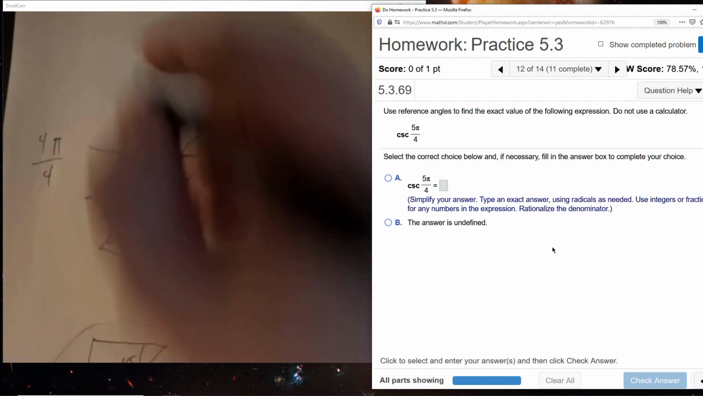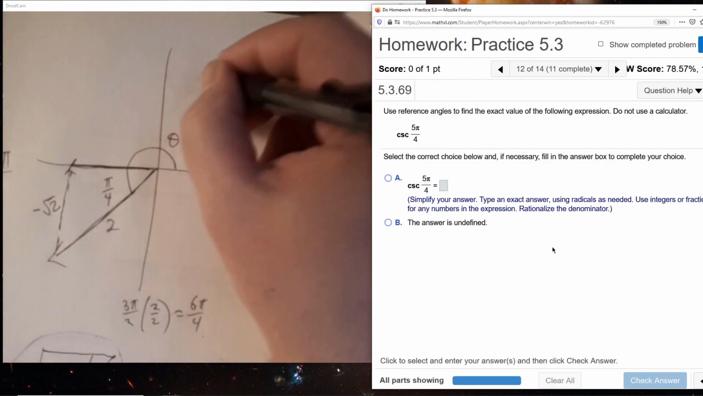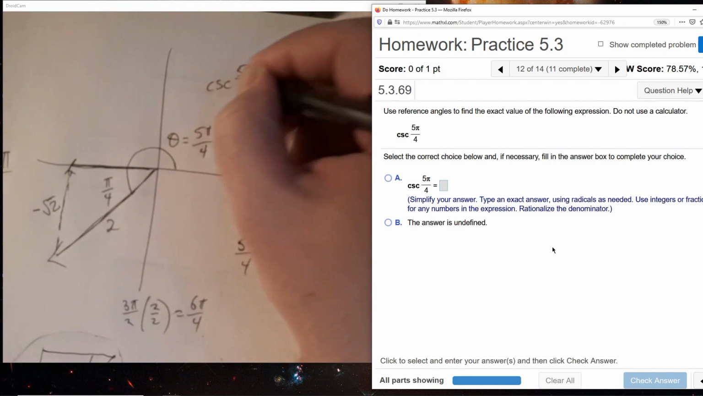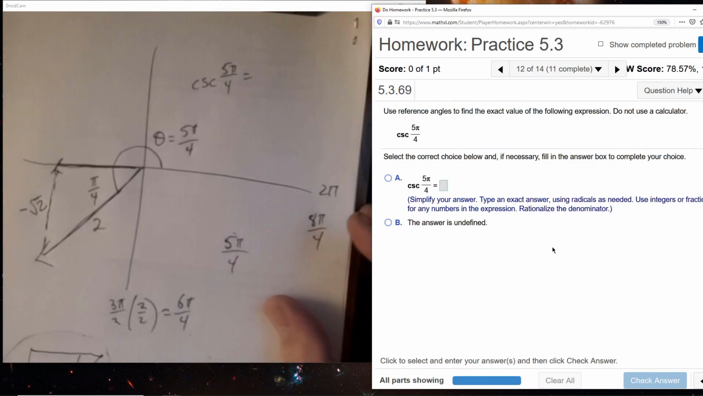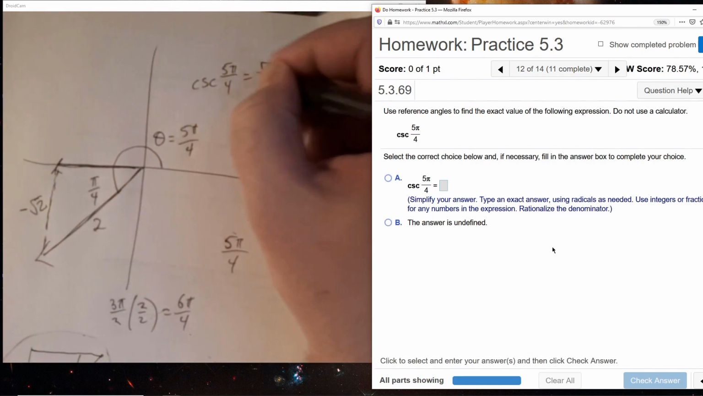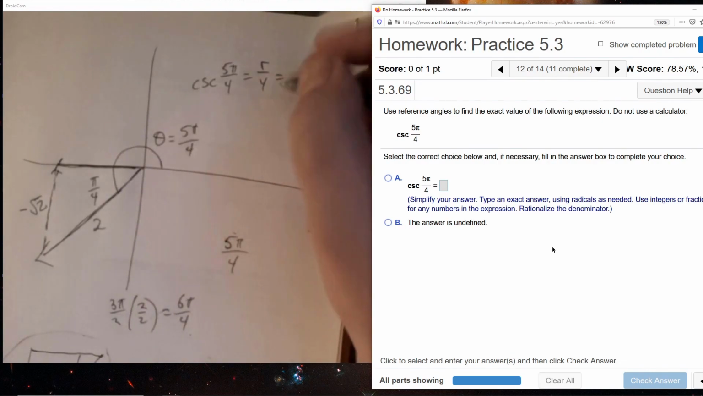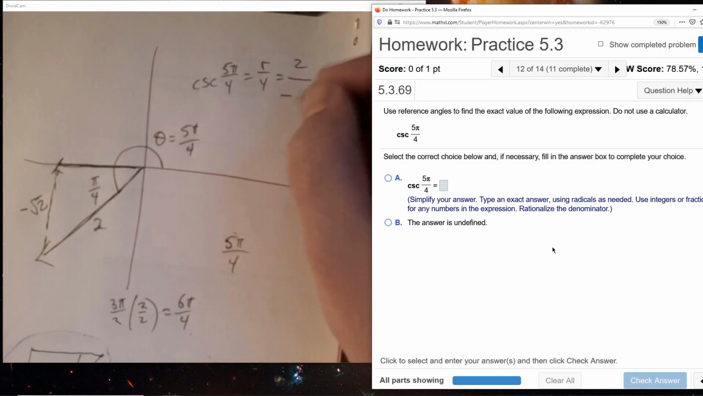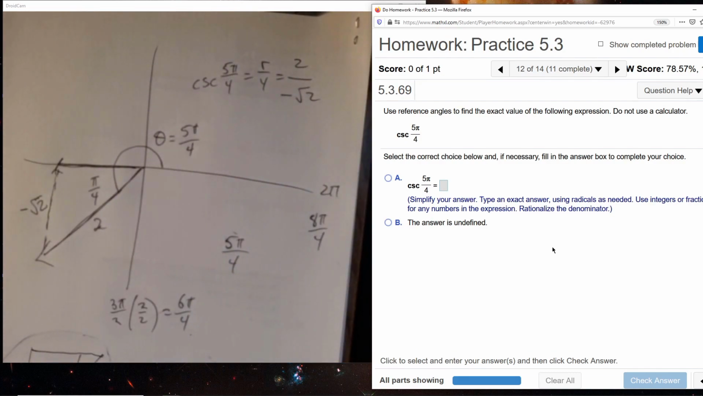And so when looking for cosecant of 5 pi over 4, we know cosecant is r over y. R is 2, and y is minus square root of 2.